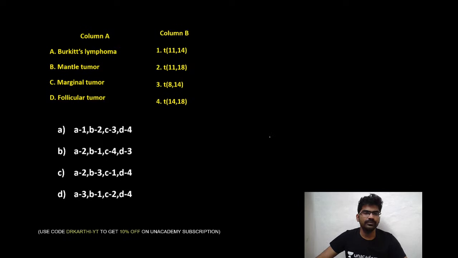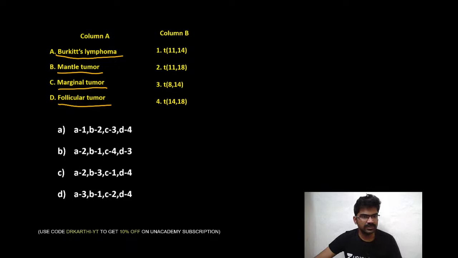Try to match column A and column B. Burkitt's lymphoma, mantle cell lymphoma, marginal zone lymphoma, follicular lymphoma. Right. Let's see who are all going to give the answer correctly. Amulya, Arunima, Ambika, Seshagopalan, Sridhar Vasudevan, Bhargavi Prithvi, Harshit, Subhash Karmakar, Ravinder, Parthiban, Tanya, everyone, answer.